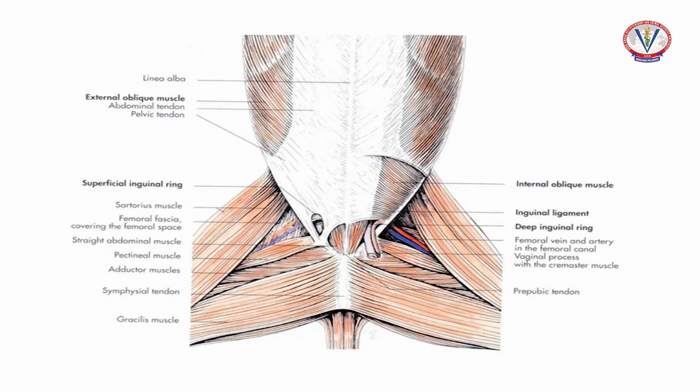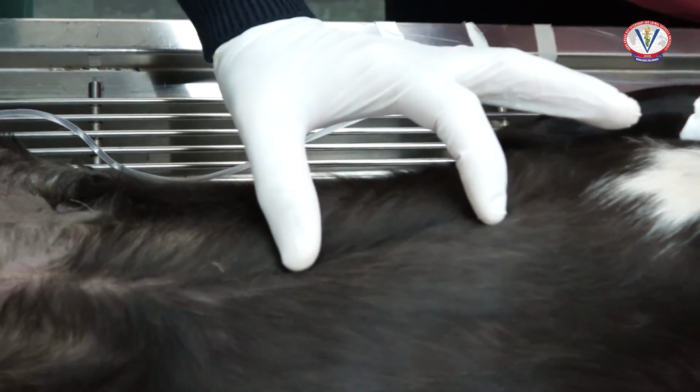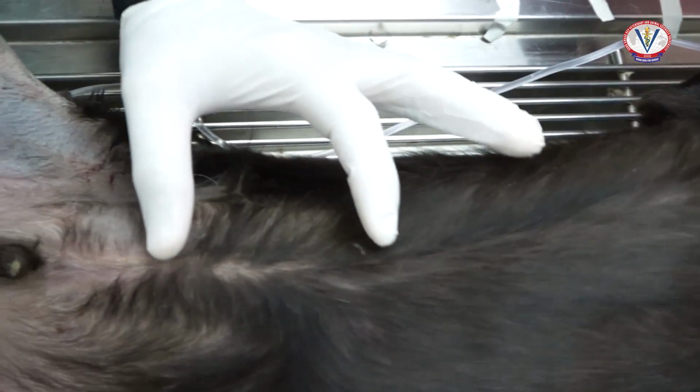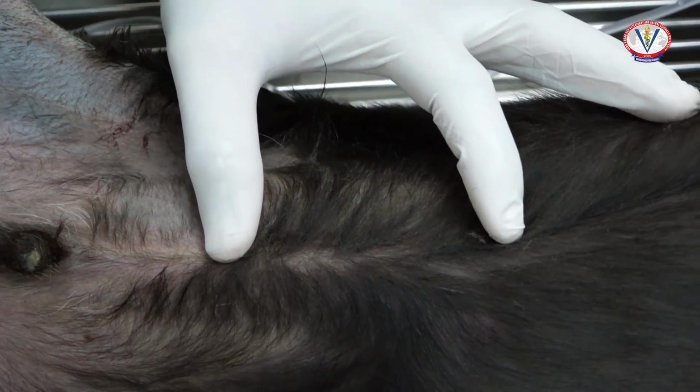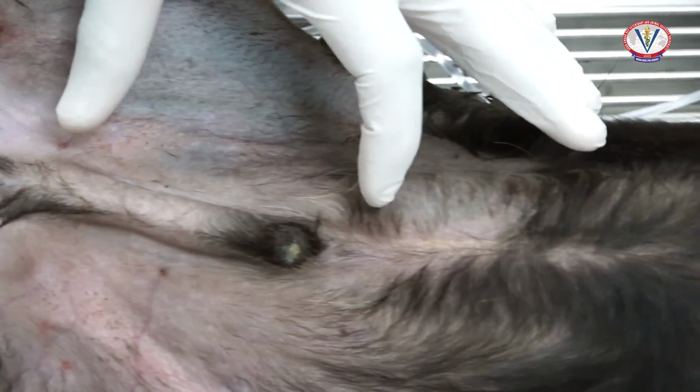On the ventral side, there is a midline called the linea alba. Linea means line and alba means white, so it is also called the white line, and it is formed by the joining of the aponeuroses of the abdominal muscles from both sides. In small animals, an incision is given on this line to perform abdominal surgeries.